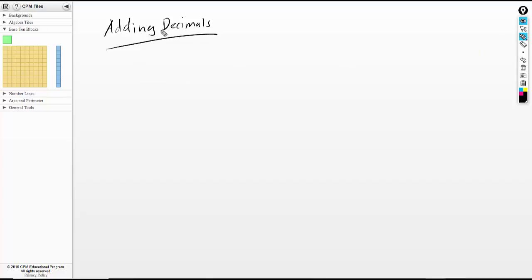For adding decimals, I think one of the biggest things we need to think about is, okay, what do I need to do when I'm adding decimals? A lot of us know right away that we need to line up the place values. That's great, but some of us forget why we need to do so, and as a result, we mix up some of the rules. So let's actually think about this.